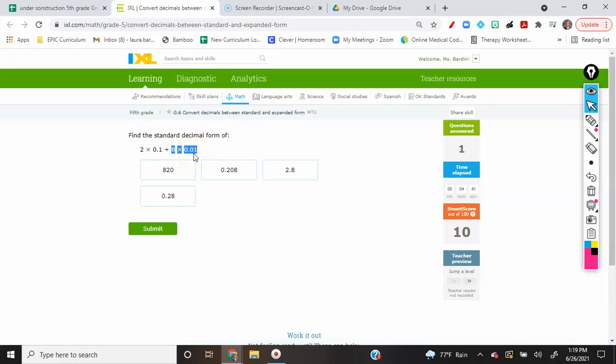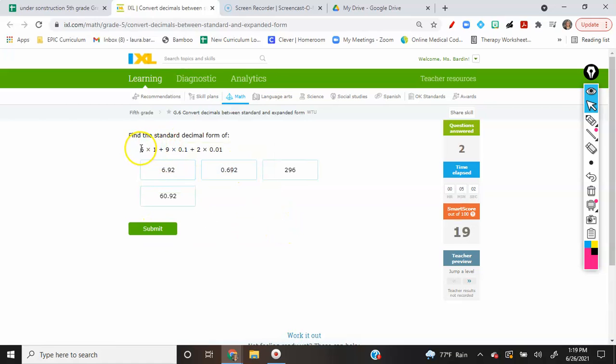8 times 1. How many decimal places do I have in my question? I have 2. I have 1, 2 right here. 2. 1, 2. So that's going to be 0.08. So it's going to be 0.28. Good job. Nice job. Let's do it again.